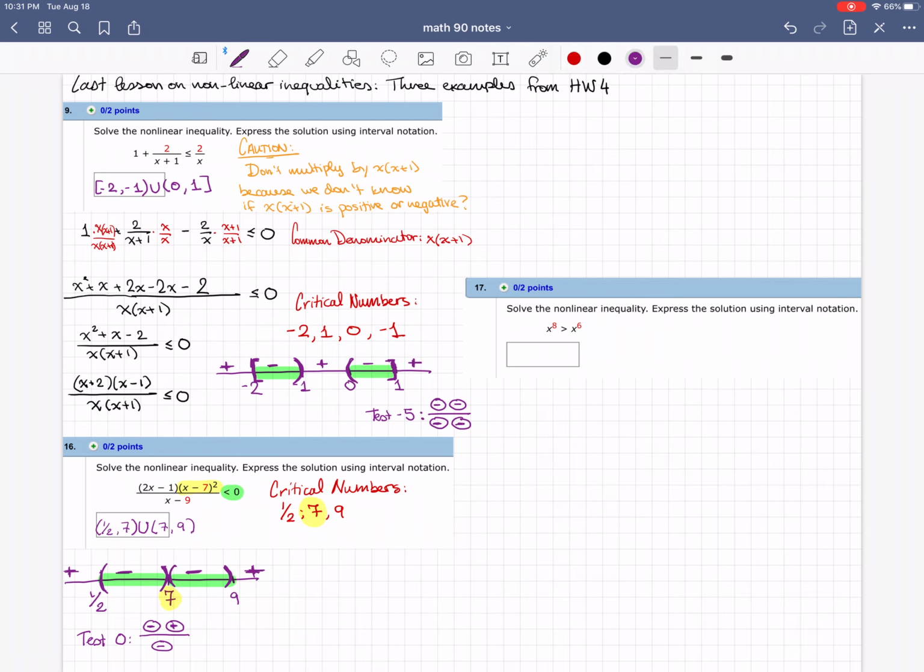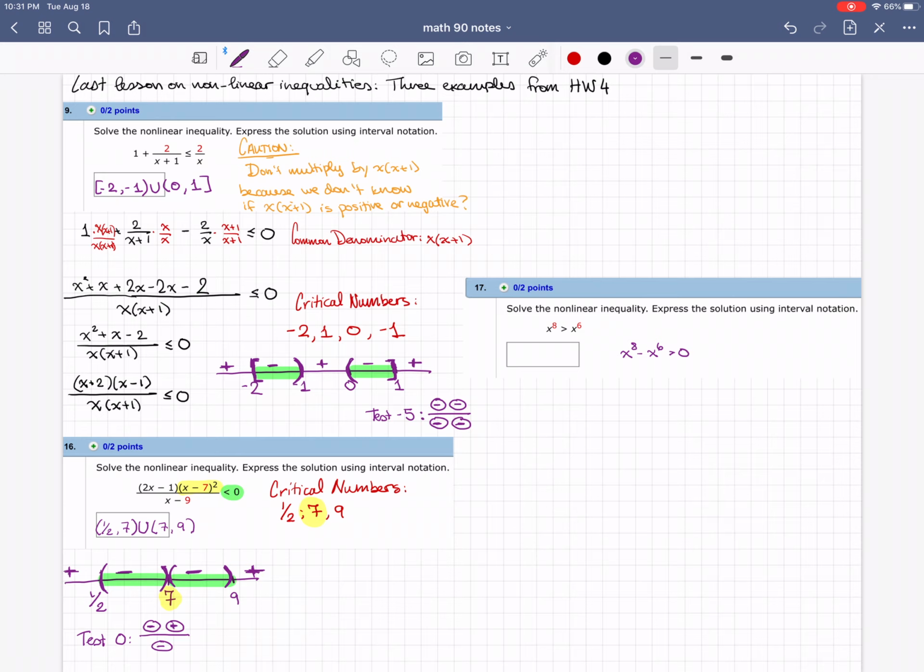So we start by subtracting x to the 6th from both sides. Now we need to get to a point where we can see the critical numbers. So how are we going to do that? Again, you might pause the video, think about what you might do here, and then come back.